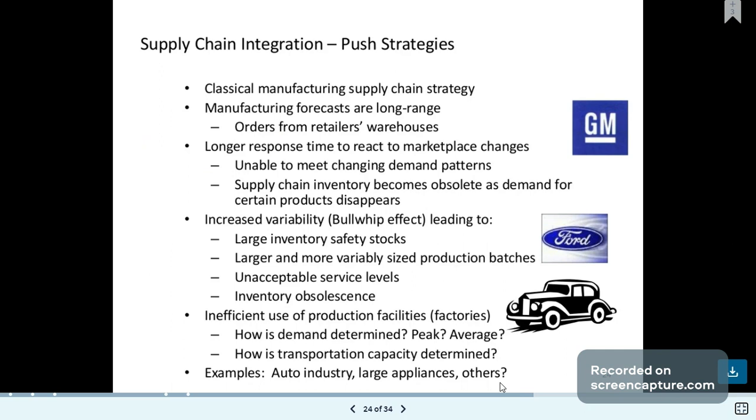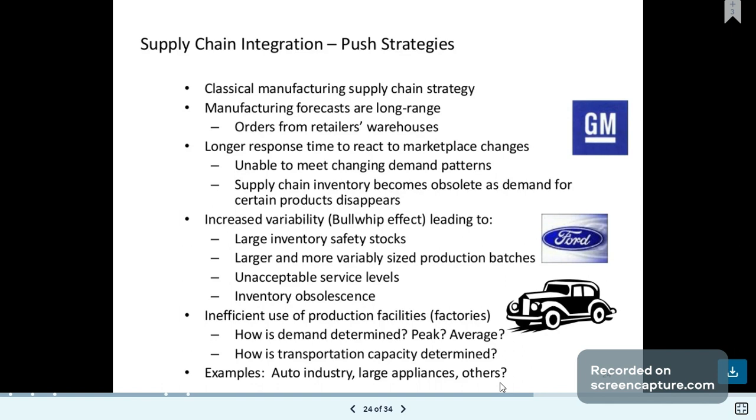Supply chain inventory becomes obsolete, and demand for certain products disappears. This increases variability, leading to large inventory safety stock, larger and more variable size production batches, and unacceptable service level, inventory obsolescence, and inefficient use of the production facilities.